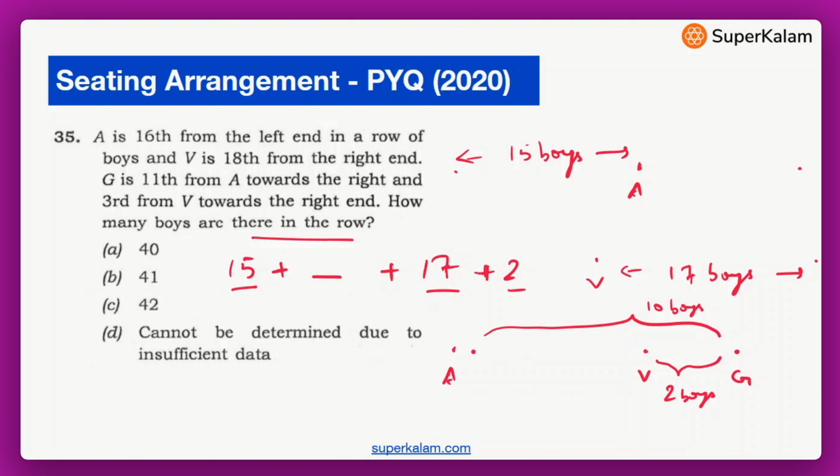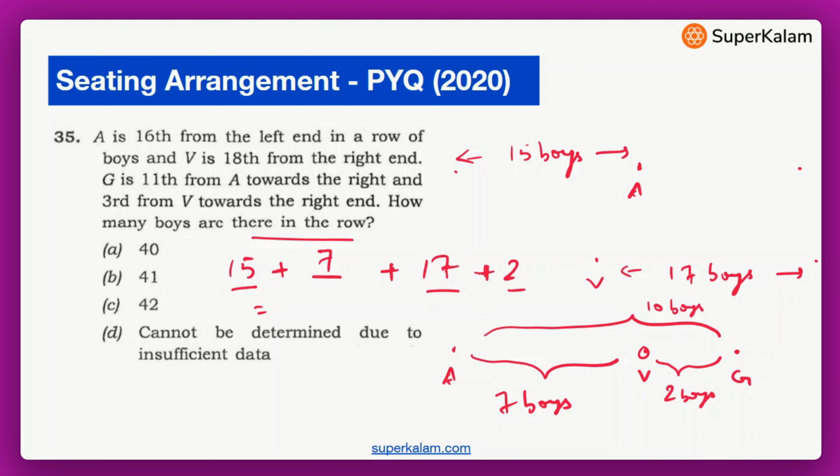Between A and G, there are 10 boys. Out of these 10 boys, 2 are between V and G, and 1 is V. So between A and V, there would be how many boys? 7 boys. Correct? Because we have to deduct 2 here, and we have to also deduct V, because we are just seeing between these two. We are not including V, neither are we including A. So there are 7 boys here. So we have to add 7.